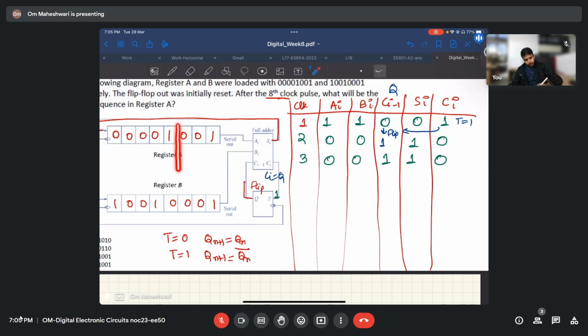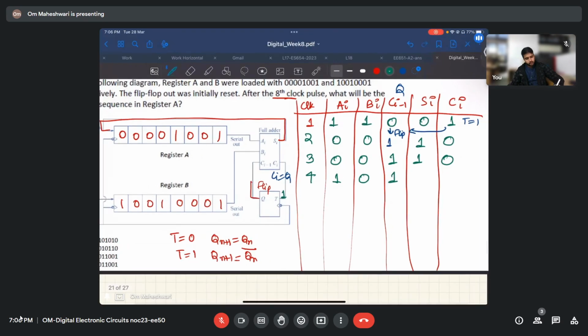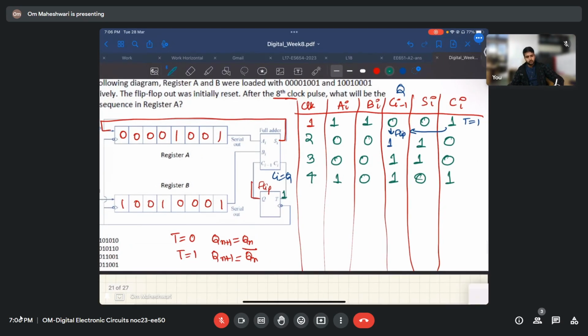So in the next cycle, we are done till here, right? So we have 1 and 0. In the fourth cycle, we have 1 and 0. The CI will remain the same, so that is not flipped, and 1 plus 1 is again 0 with carry 1. Okay, now we have a carry 1. Now this will flip to 0.